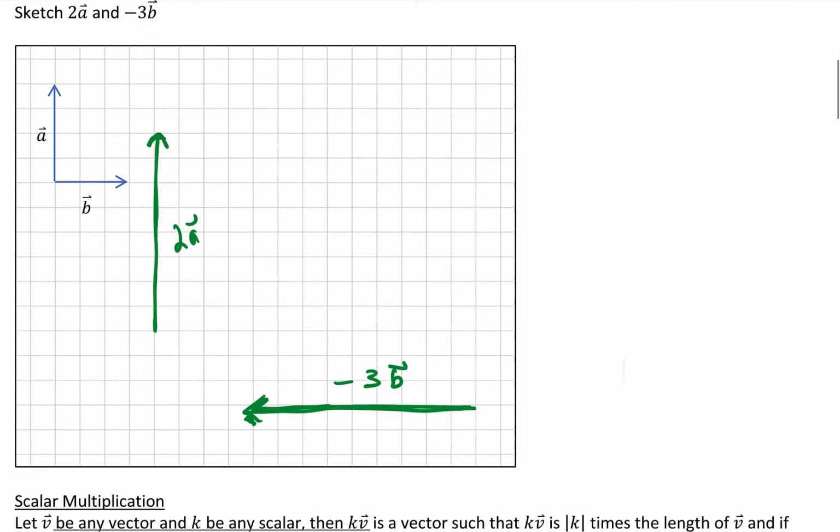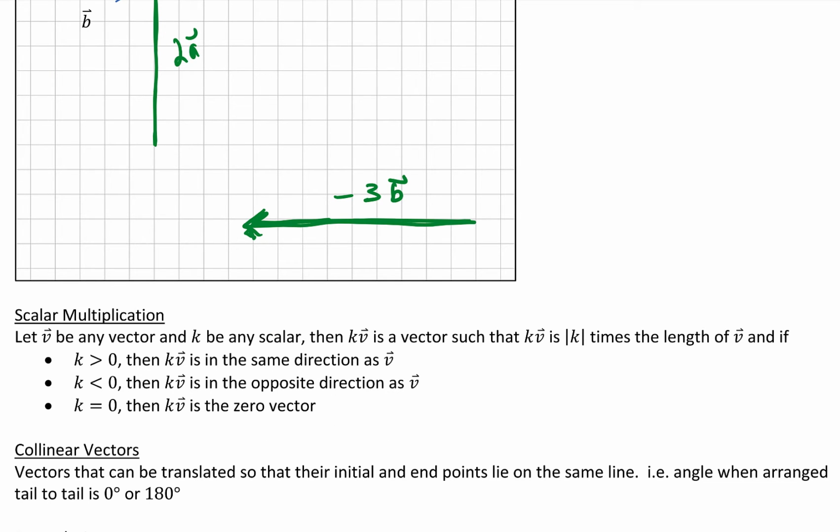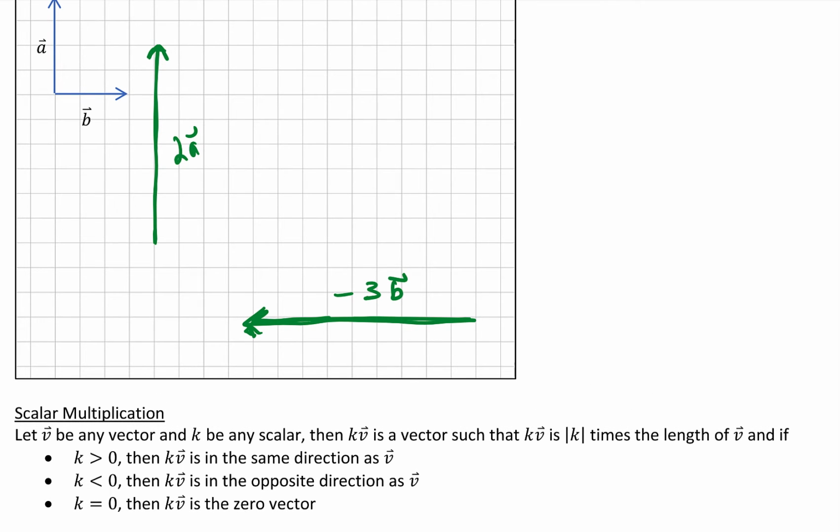So for scalar multiplication, let v be any vector and k be any scalar. Then kv is a vector such that kv is k times the length of v, and if k is greater than 0, or positive, then it's in the same direction, as we saw above. A and 2A are in the same direction. If k is less than 0, or negative, then kv is in the opposite direction as vector v, as we can see with vector B and negative 3B given in our diagram above. And if k is 0, then we have the 0 vector.